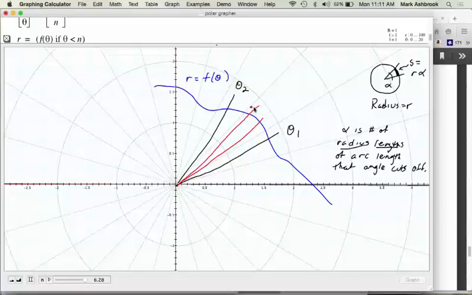So imagine this is a very small, this is our delta theta. So that could be part of the circle. But r can be any function of theta, like all these trigonometric functions we've been doing. 2 plus 2 cosine theta, that's why I'm drawing it just randomly.